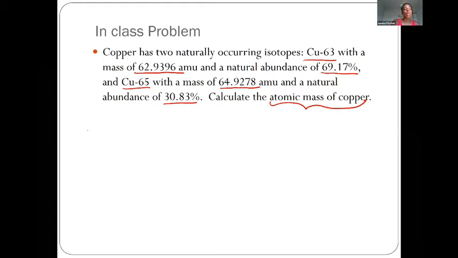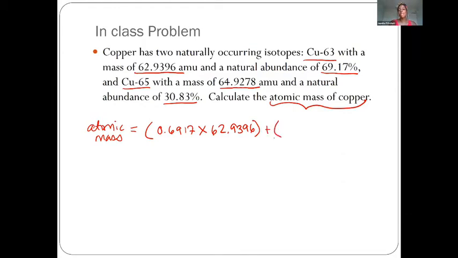So if we set it up, our atomic mass is going to be equal to the abundance written as a decimal of the first isotope. So if it says 69.17, that would become 0.6917, move that decimal point 2 places, times its mass of 62.9396, plus the abundance of the second one, so that'd be 0.3083 written as a decimal, times its mass of 64.9278.